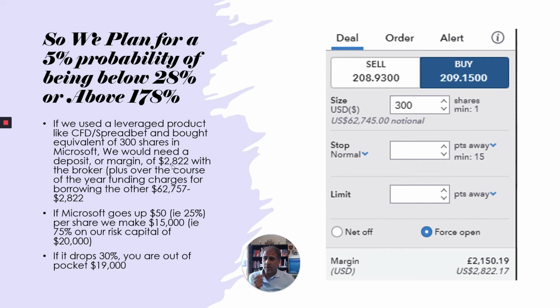Plus, of course, over the course of the year, funding charges to borrow the other money. The difference between the margin and the notional, because we're borrowing that from somewhere in order to own the shares, and we're borrowing it from the broker, and the broker will be able to tell you what the charges might be over the course of a year.